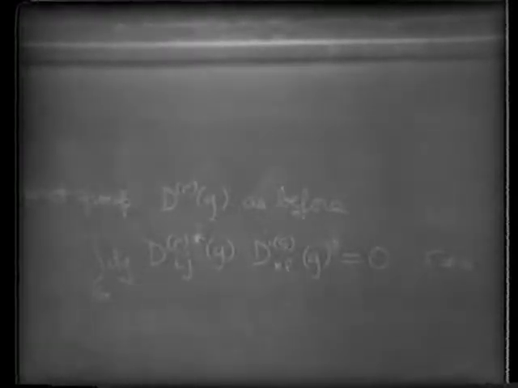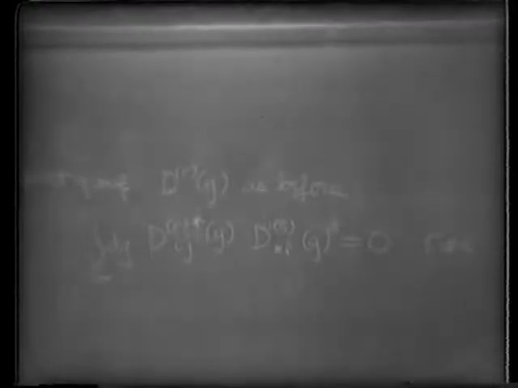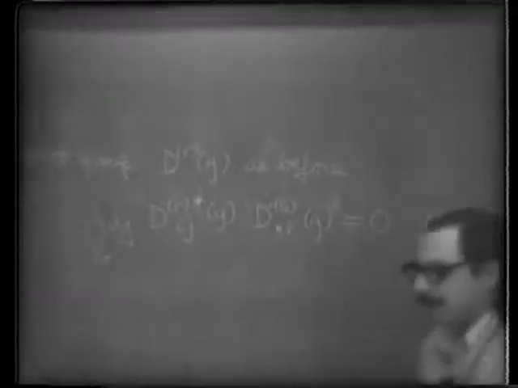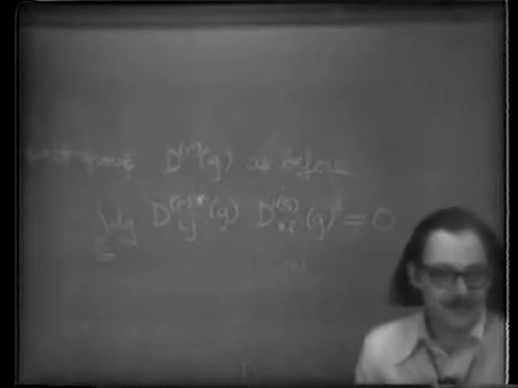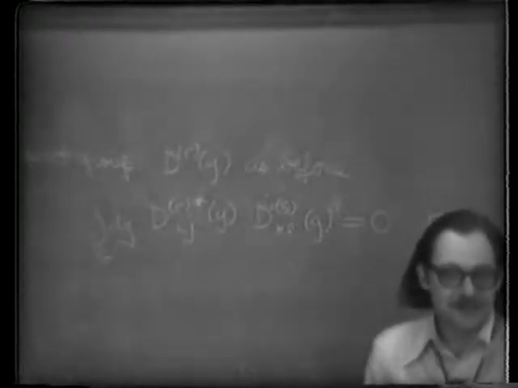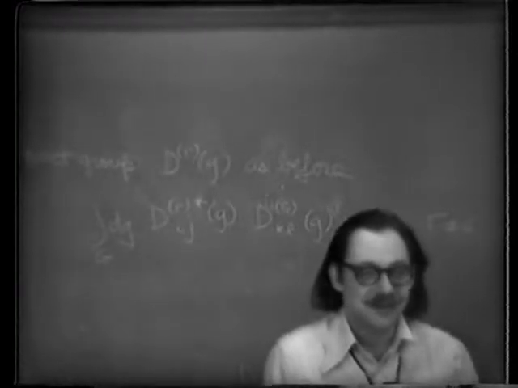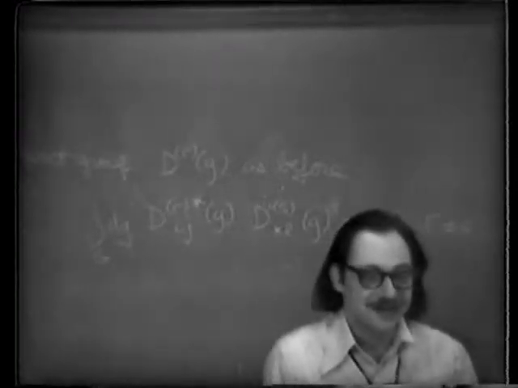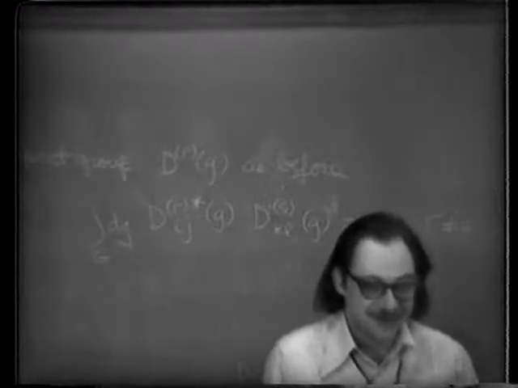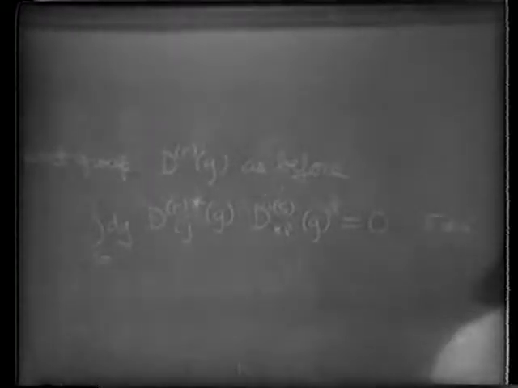You are probably also familiar with this. It's a statement that for U1 or SO2, equivalently, for example, where the irreducible representations are all one-dimensional, e to the i n theta, that integral d theta, e to the i r theta, e to the minus i s theta, is 0 if r is not equal to s. It happens to be true in general.